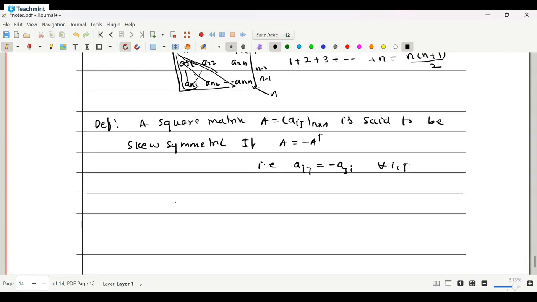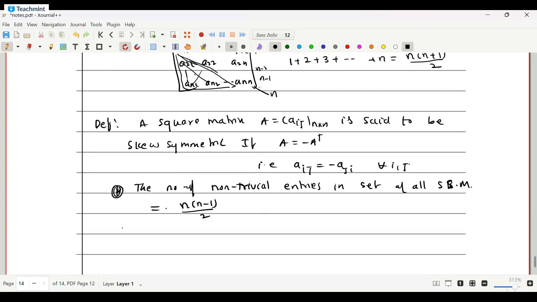Therefore, now the number of non-trivial entries in the set of skew symmetric matrices is equal to what, sir? n-1 into n by 2. So n into n-1 by 2. Why?